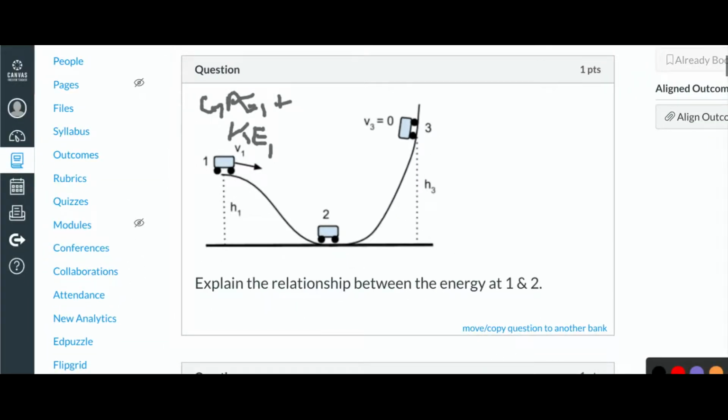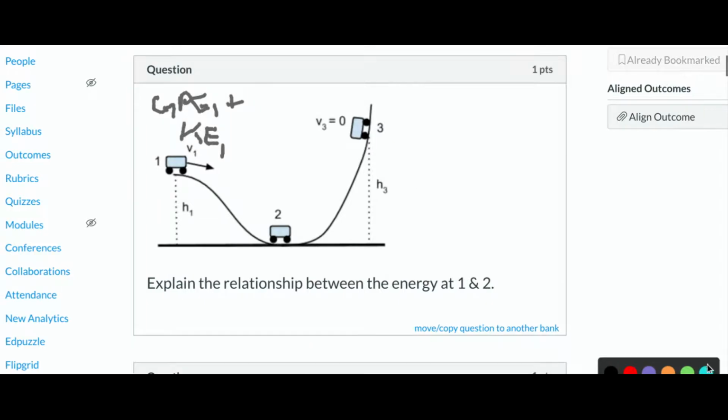The gravitational potential energy has a formula. Gravitational potential energy is mgh, because it's gravitational potential energy here at 1. And in fact, it is mgh1.